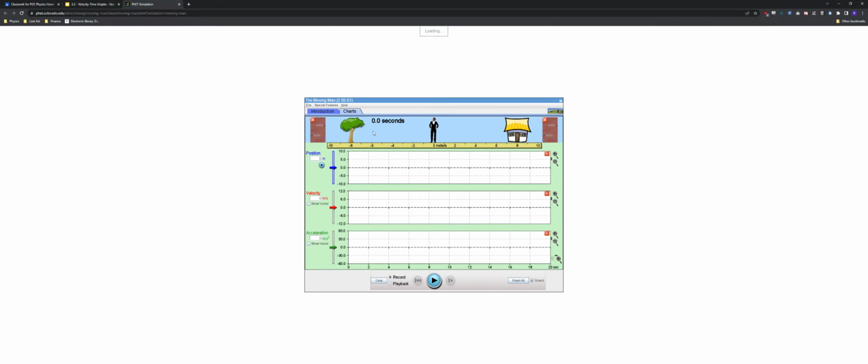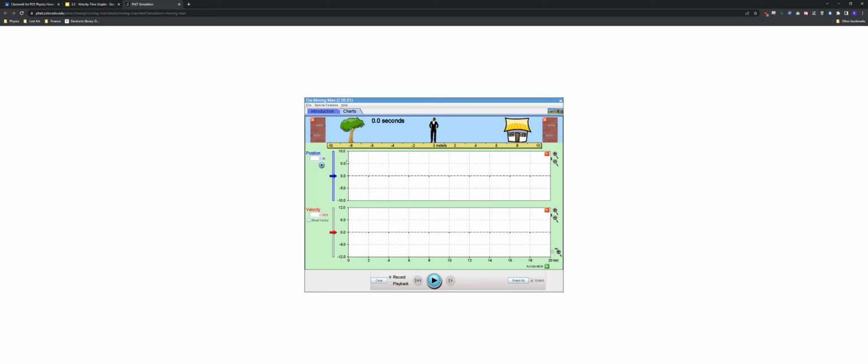Now let's move on and go into velocity time graphs. So again, this topic is about something we call velocity time graphs. Let's let the simulation load. So we go back to the simulation now. And let's say the velocity of this person here is 2.5 meters per second. So he has a positive velocity and he's going to go to the right.